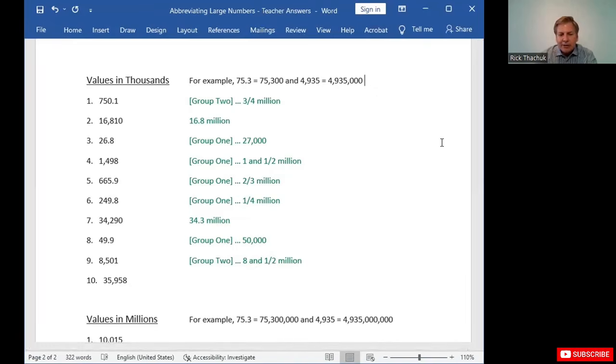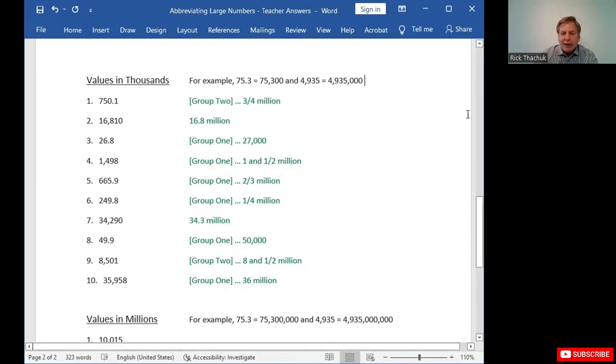Finally, number 10 here, 35,958,000. Expanded is 35,958,000. That number is very close to 36 million. It's just under 36 million. So I can use anything from group 1 and then 36 million. Almost 36 million, just under 36 million.